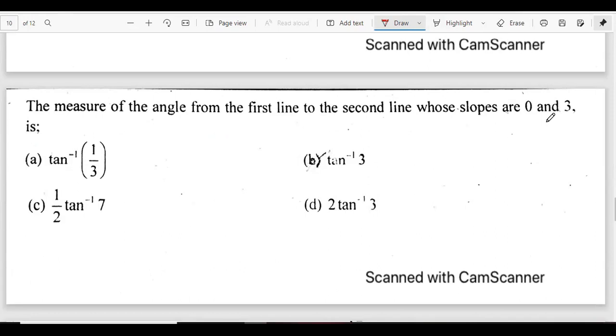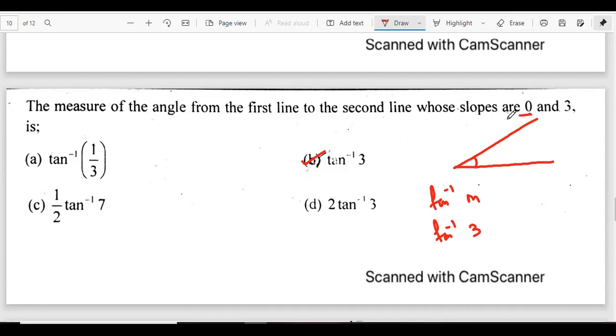All right. Now for this question, we need to understand one thing. If a line has slope 0, it would be a horizontal line. And if a line has slope 3, we have a specific formula. We just use the slope and we do tan inverse. It would be tan inverse 3 and the answer is B.